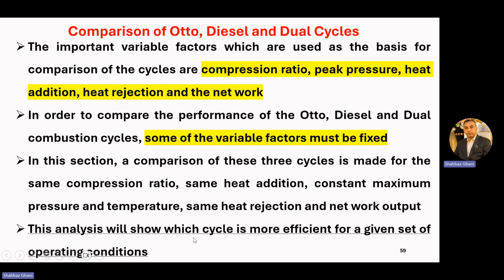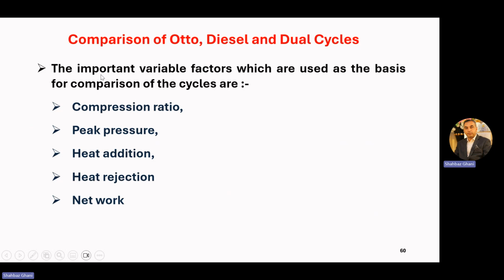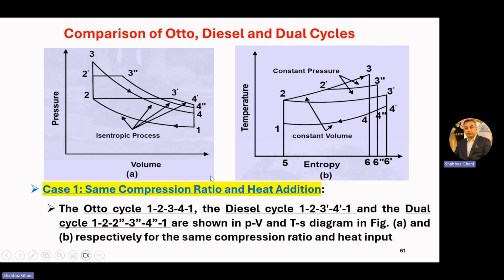The analysis will show which cycle is more efficient for a given set of operating conditions. So once again, the important variable factors which are used as the basis for the comparison of the cycles are your compression ratio, peak pressure, heat addition, heat rejection, and net work. Let's see the first case.